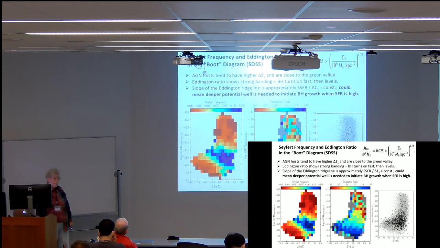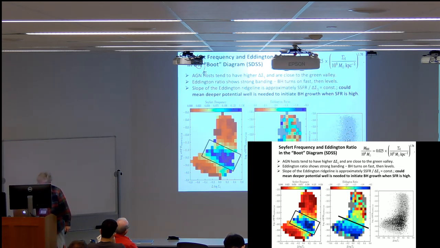Finally, we can map the location of the Seyfert galaxies in the boot diagram. This is the Seyfert frequency that we find with our new identifications. This is the Eddington ratio locus. It has an interesting slope here, which could indicate that you need a deeper potential well in the form of a deeper sigma 1 to initiate black hole growth when star formation rate is high.